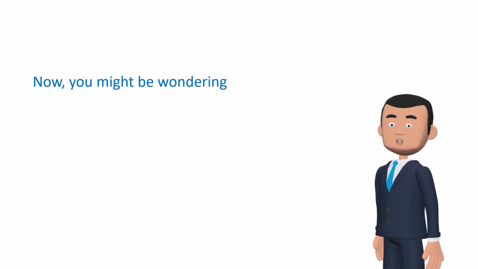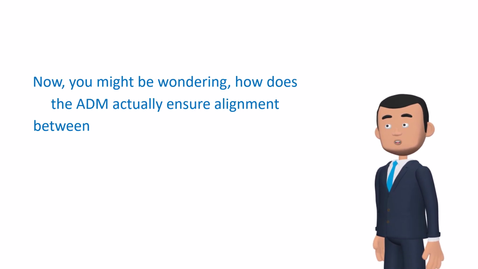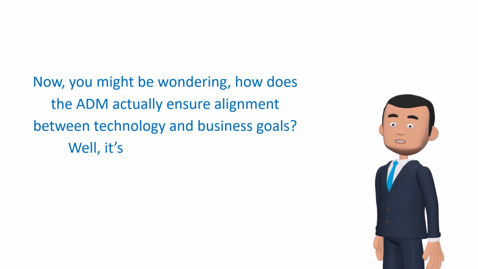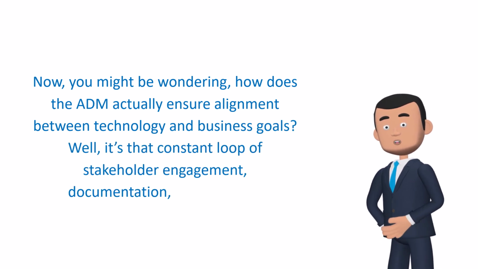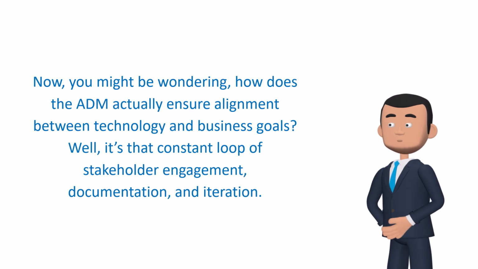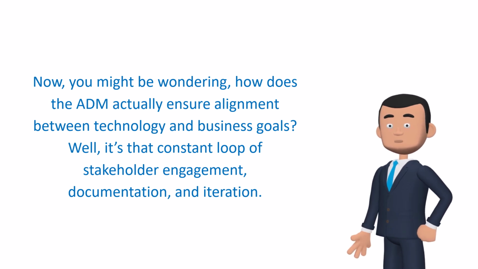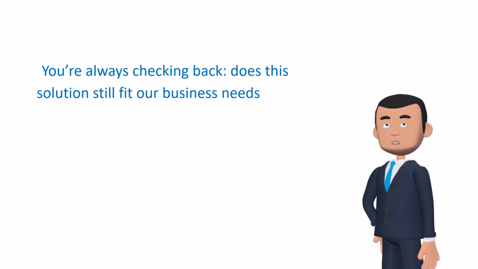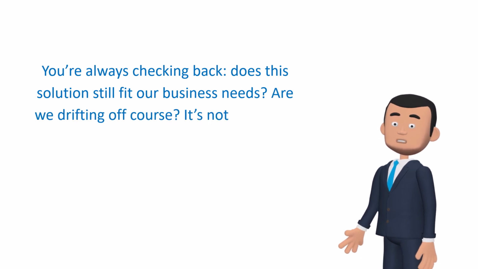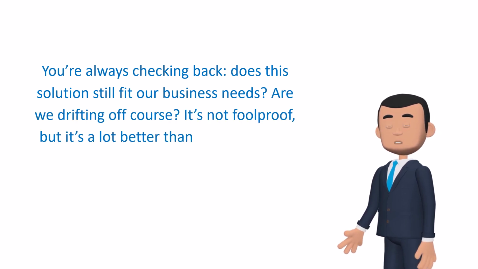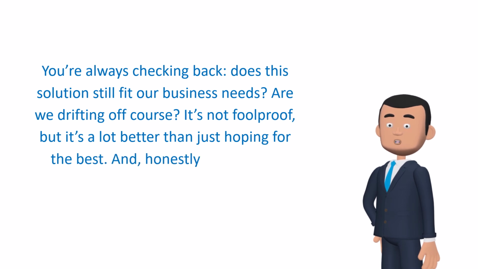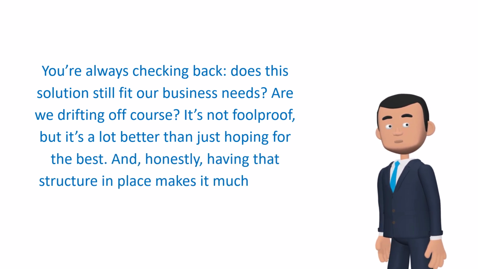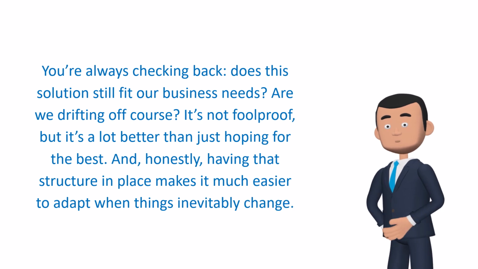Now, you might be wondering, how does the ADM actually ensure alignment between technology and business goals? Well, it's that constant loop of stakeholder engagement, documentation, and iteration. You're always checking back. Does this solution still fit our business needs? Are we drifting off course? It's not foolproof, but it's a lot better than just hoping for the best. And honestly, having that structure in place makes it much easier to adapt when things inevitably change.